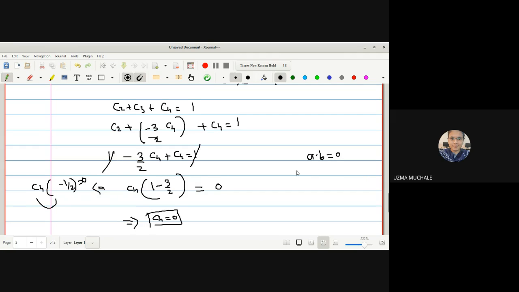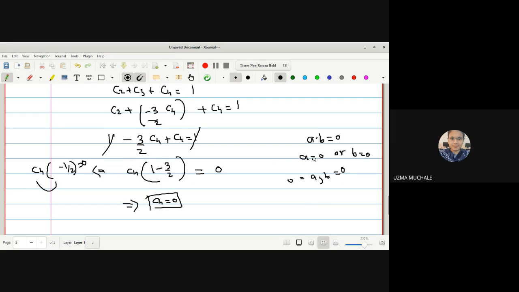A into B is 0, right? So what should be the condition? We have either A is 0 or B should be 0. Or we can have A and B both are 0. Is it possible? The product will be zero, right? Okay, A and B both are 0, then also the product is 0. And the next condition is what?